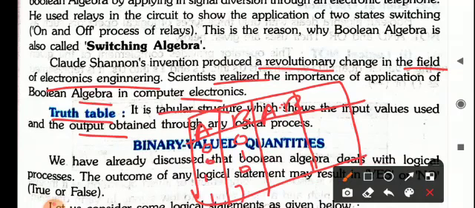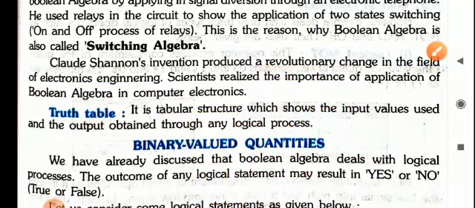Since it's a multiplication, for 0 0 the answer will be 0. 1 into 0 will be 0. Again there is a 0, so it will count 0 only. Here both inputs are 1, so it will be 1. So this is the final. The way we are representing it in tabular form, in table form, is why it is called a truth table.